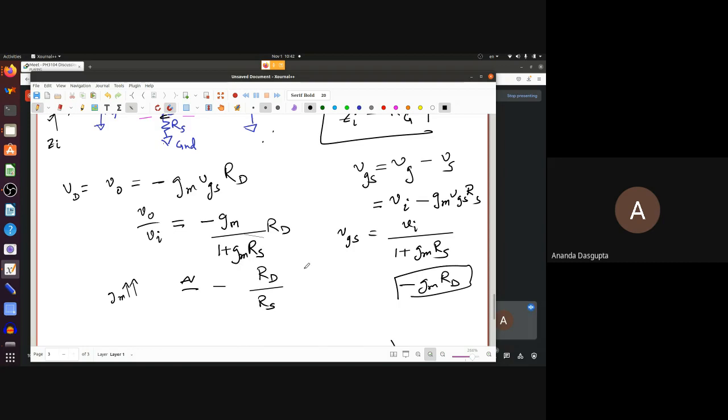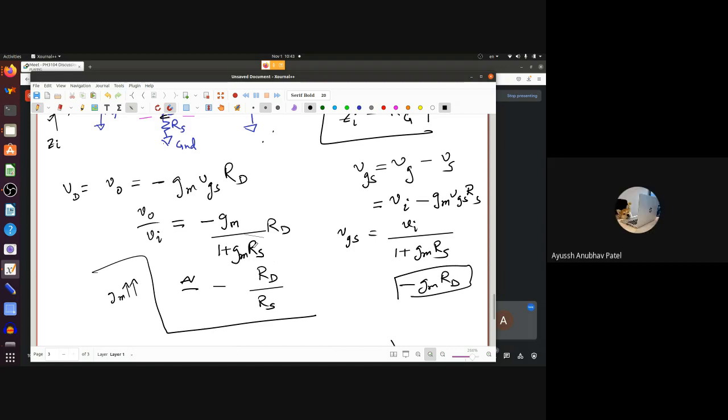But if you have not bypassed it, in the other limit for very large GM, you get minus RD by RS. Can anybody tell me why we would sometimes want to do this? It's obvious that this is less than GMRD, right? 1 plus GMRS is bigger than 1. You're deliberately decreasing the gain by leaving RS unbypassed. Why would anybody want to do that?